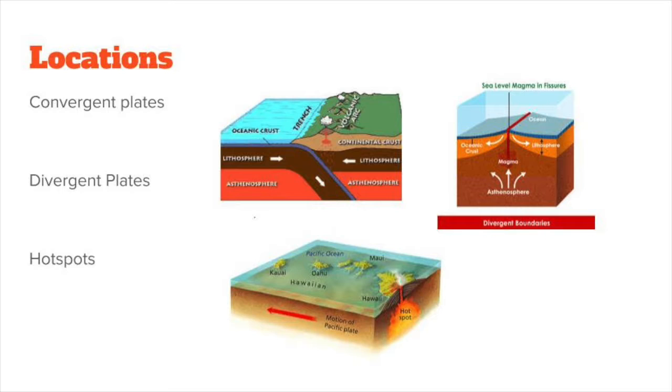When two plates pull away from each other, they form a divergent boundary. As the two plates pull apart, they expose the magma of the mantle underneath. This magma then cools to form new ocean floor crust.